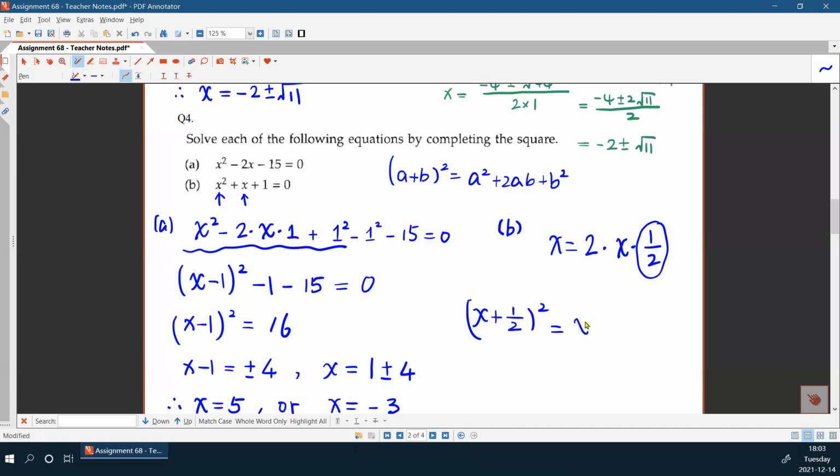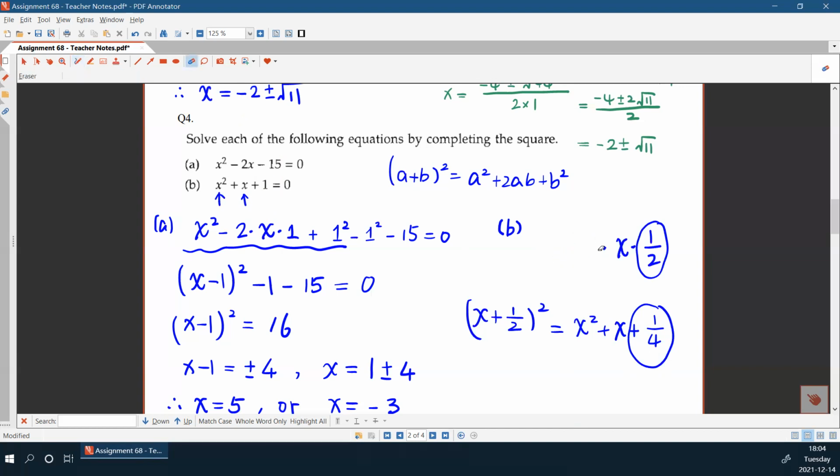If you expand it, you will get x squared plus 2ab. 2ab is x, and then plus b squared, which is 1/4, right? So we're missing 1/4 here. If you add 1/4 and then subtract 1/4, and then copy the rest of the equation, the new equation should be equivalent to the original one, right? Can you follow me?